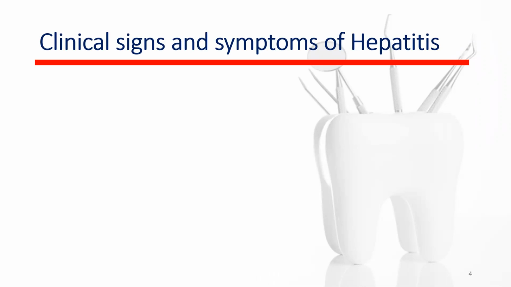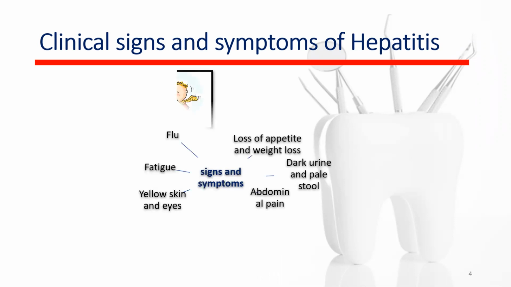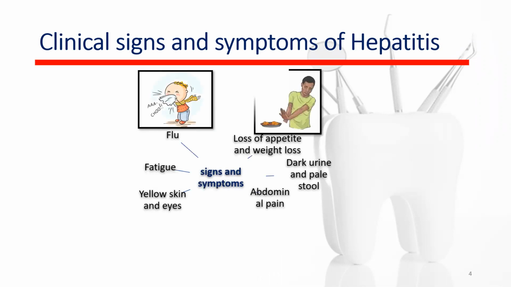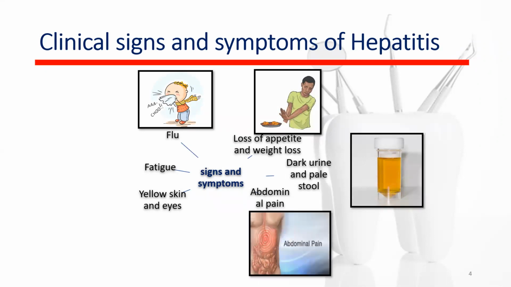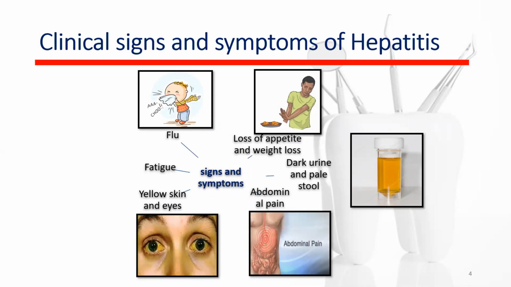Clinical signs and symptoms of hepatitis are: flu-like symptoms are seen, loss of appetite and weight loss is observed, dark and pale stool and dark urine is seen, abdominal pain is observed, yellow skin and eyes are seen, which is also known as icterus, and lastly, fatigue.